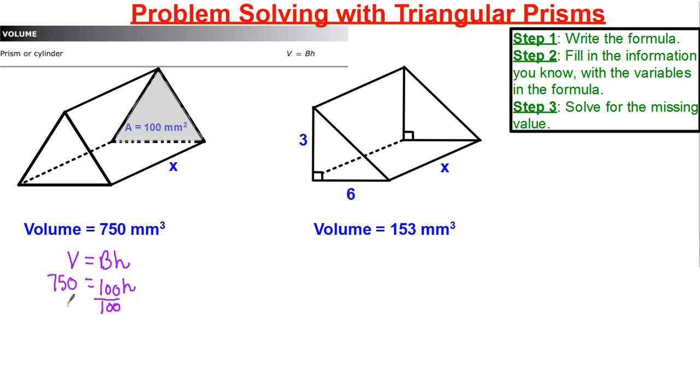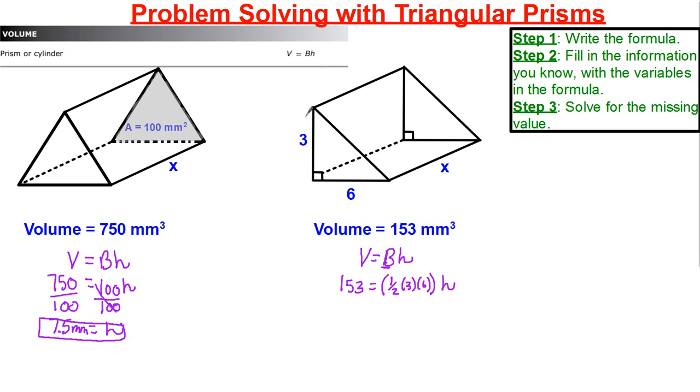So let's go ahead and divide by 100 and divide by 100. So our height in this case is going to be equal to 7.5 millimeters. All right, next. Same thing, volume is equal to base multiplied by our height. We know our volume is 153, and we know our base is going to be half of 3 times 6 multiplied by our height. Okay, so all this is our base area, which is the area for a triangle.